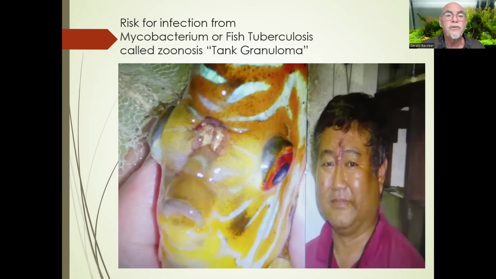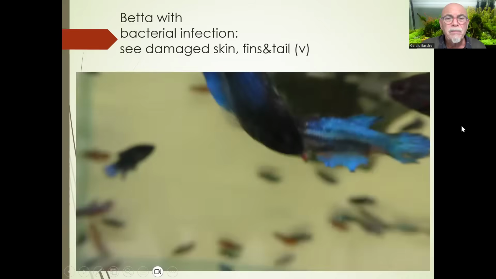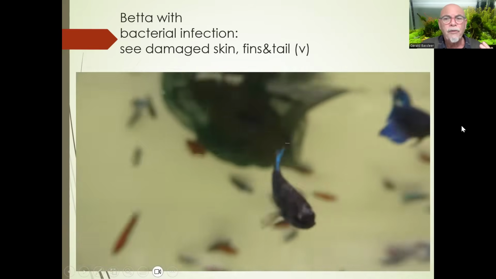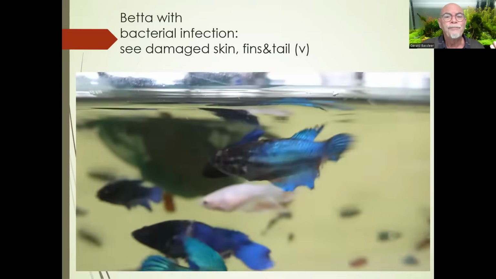This disease is called the zoonosis, tank granuloma. This man working in a public aquarium at a tropical center had very serious damage and a risk of losing his arm if not properly treated or not detected on time. You can lose your arm or your hand. Be aware. But just good hygiene, that's all you have to do. Be careful. Take care of your hands and your wounds. Avoid going into the aquarium.